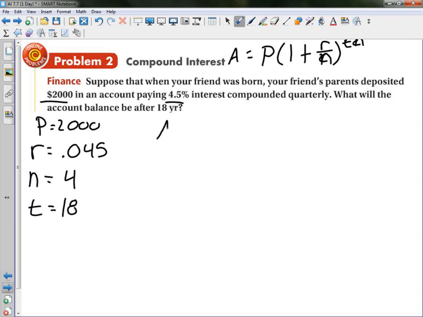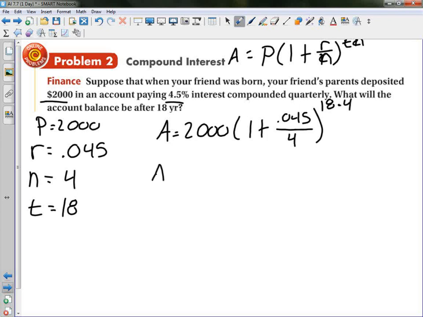So let's plug all this in. So amount is equal to 2,000 times 1 plus my rate over number of compounds per year, times my time times compounds per year. All right, well, let's do this piece by piece. So I'm going to do 1 plus 0.045 over 4. If I do this inside part here, I get 1.01125.